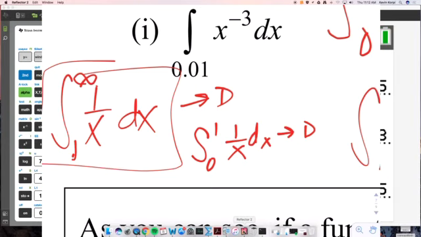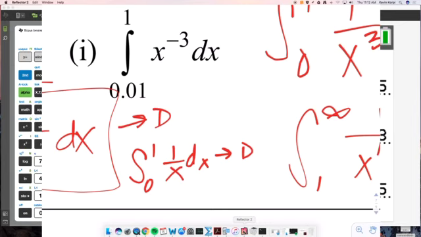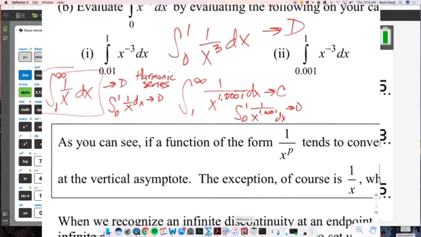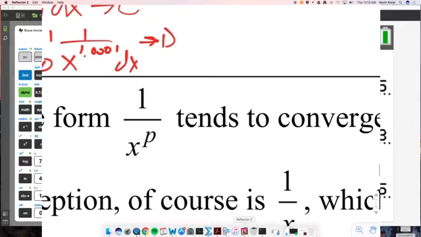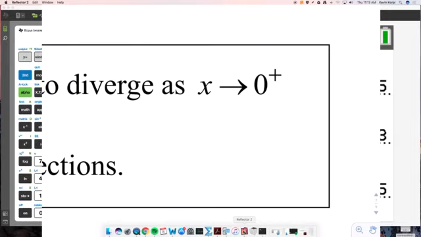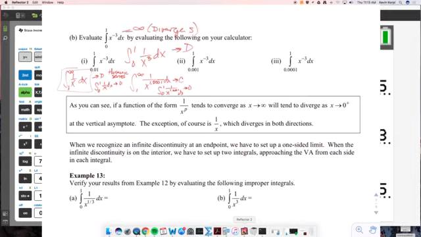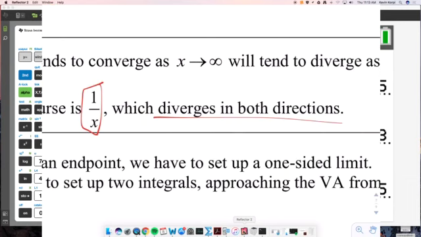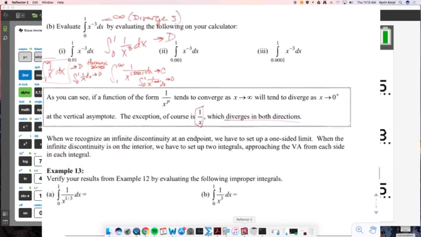So we're going to call this later on, I think I mentioned it, right? When we talk about the series, 1 over x is important. We call it the harmonic series. Not the harmonica series, that's a line of harmonicas, okay? All right, so as you can see, if a function of the form 1 over x to the p's power tends to converge as we go to infinity, it'll tend to diverge as we approach 0 from the right at the vertical asymptote. The exception, of course, is 1 over x, which diverges in both directions. Okay? And we'll do some calculations here in a second and prove that.